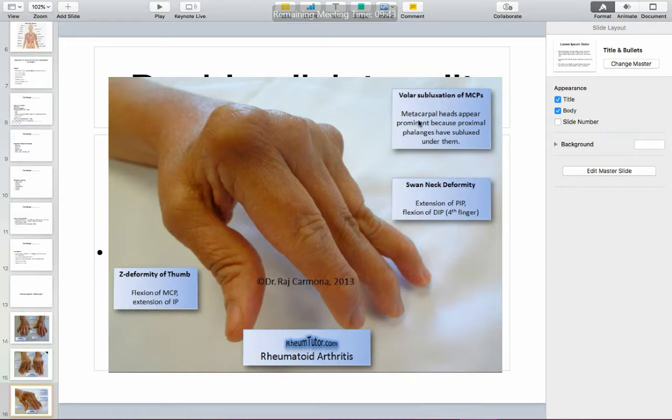And the reason behind the prominent heads is what we call a volar subluxation of the MCP. The metacarpal head appears prominent because the proximal phalanges have subluxed under them. It's a ligamentous problem more than a true joint problem that causes this deformity. Having said that, you might see similar changes in a patient with lupus, but the difference is that in lupus it is reducible, so we can put it back, but in rheumatoid arthritis it is usually non-reducible, so it doesn't go back in place when you try to fix the joint to its normal position.